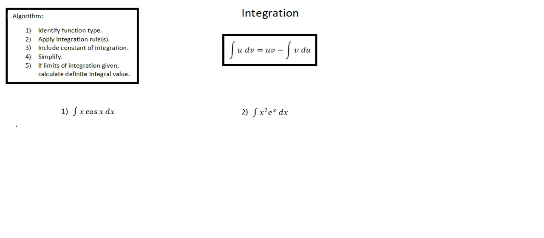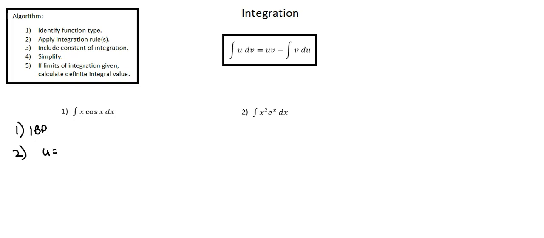Going to our algorithm, step 1, identify function type. I've identified the multiplication of two functions without the opportunity or ability to use substitution. This will be integration by parts. Step 2, apply integration rule. The integration rule for integration by parts at the top of the screen means that we need to identify which function is u and which function is v. I'm going to identify those in this example, then explain how I chose which function to be u, which function to be v. Then we'll apply that rule when we decide the u and the v in example 2.